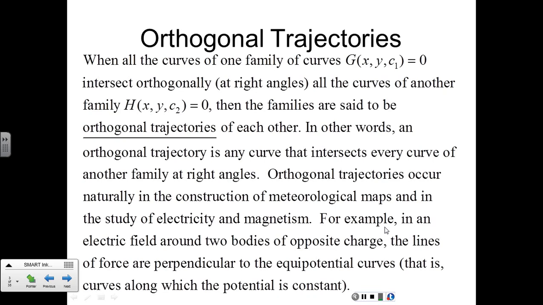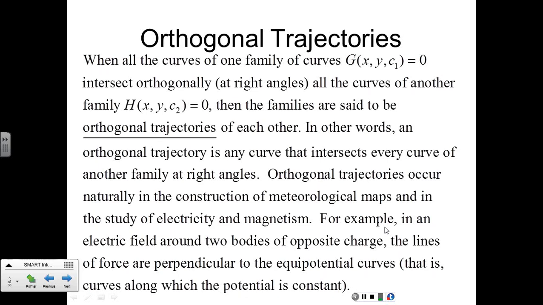If I graphed a family of curves in the coordinate plane, let's say I need to find another family of curves that will intersect those graphs all at perpendicular lines. They need to cross each other at 90-degree angles. That's what the word orthogonal means. You probably remember that from Cal 3. When vectors were orthogonal, it means they crossed at perpendicular lines, 90-degree angles. That's another word we use, orthogonal.